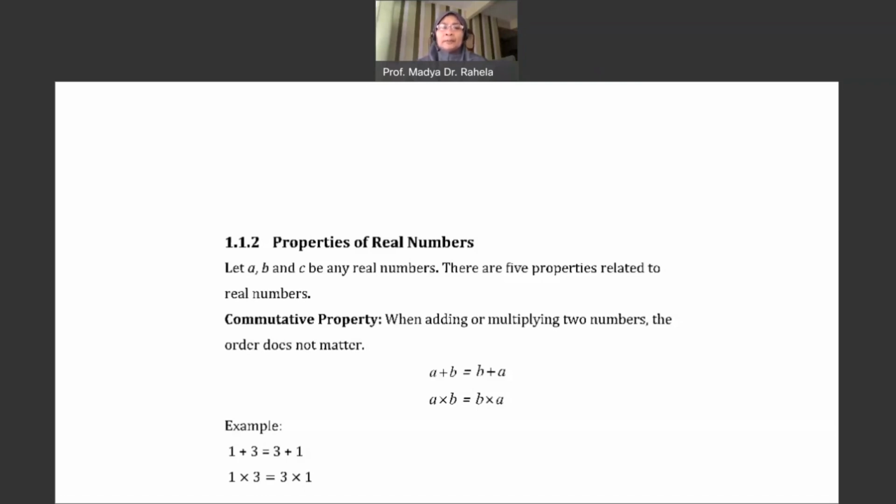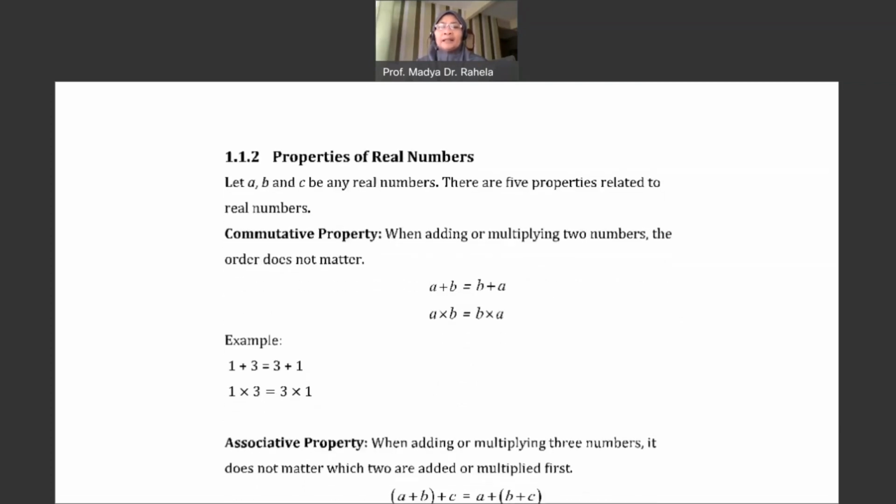Okay, let's have a look at what the properties of real numbers are. Let's say we have A, B, and C as any given real numbers. First is the commutative property. So what is the commutative property? When we add the two numbers, A and B, A plus B is equal to B plus A. So in this case, the sequence of the numbers is not important in the addition operation. We can put A first or we can put B first. The same also goes for multiplication. A times B is equal to B times A.